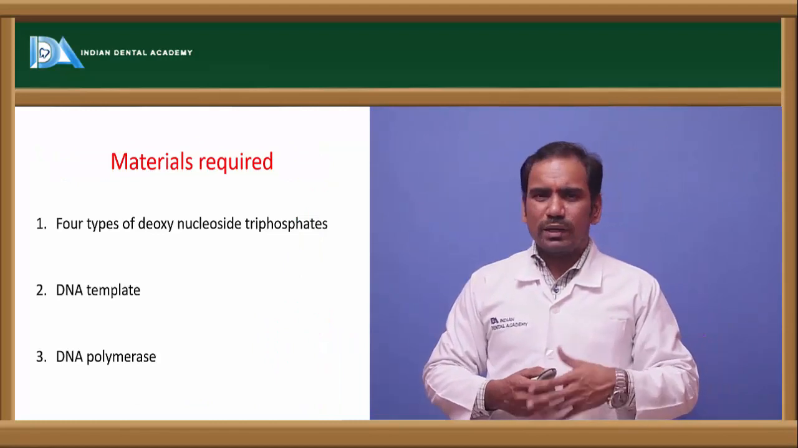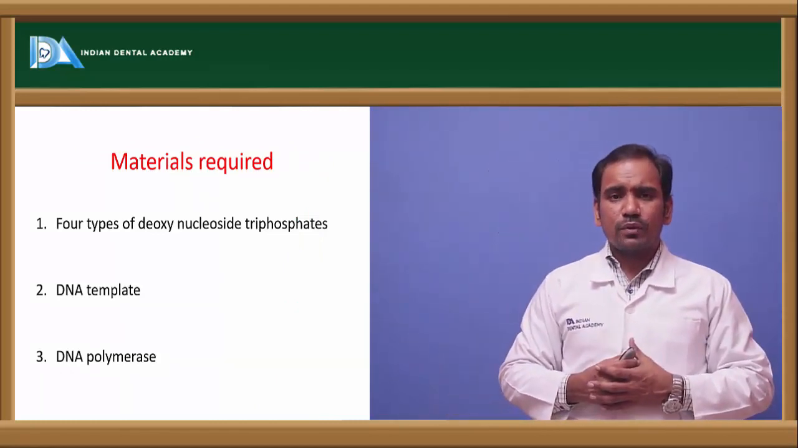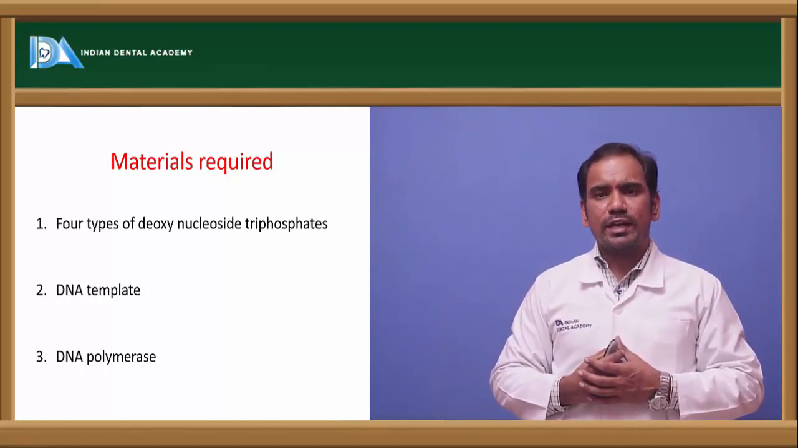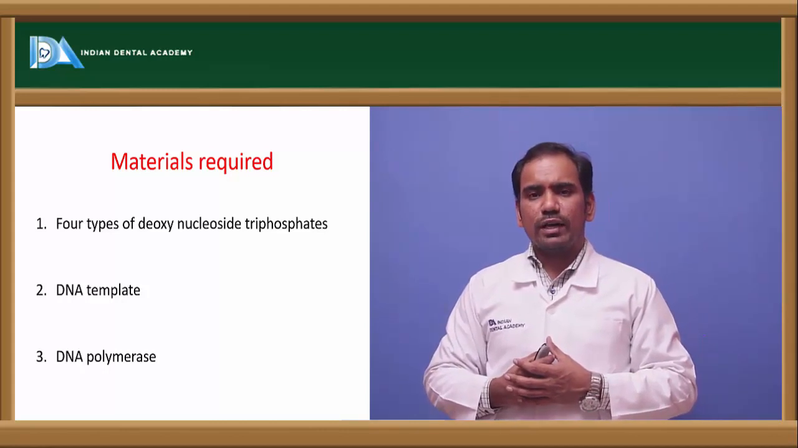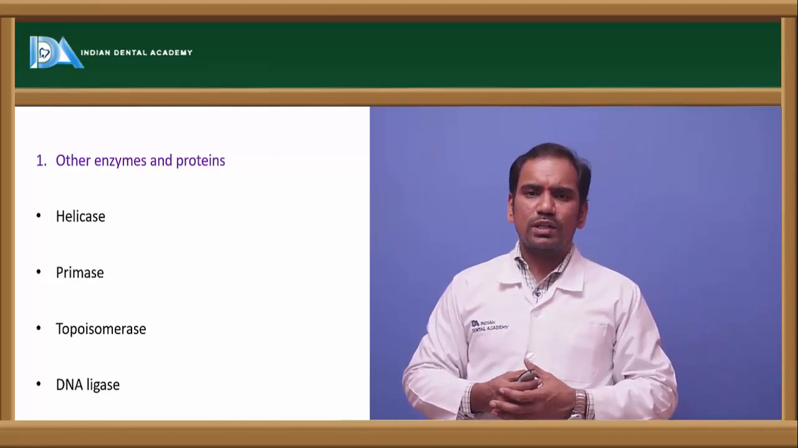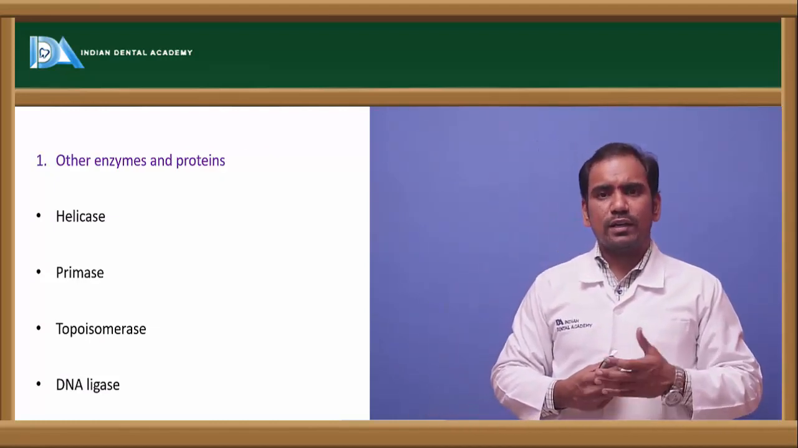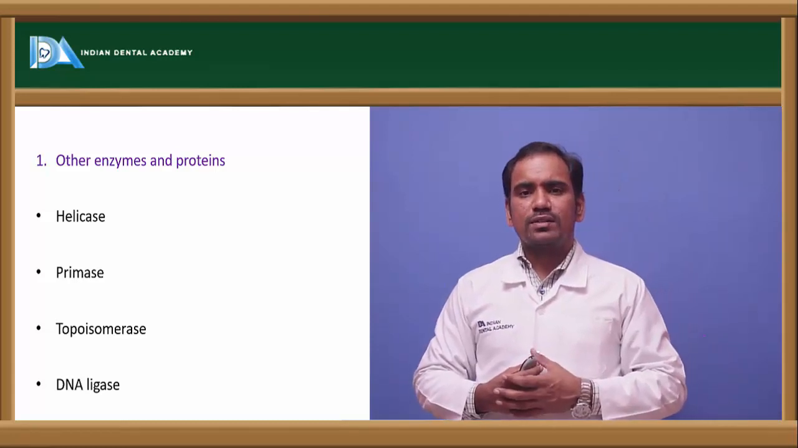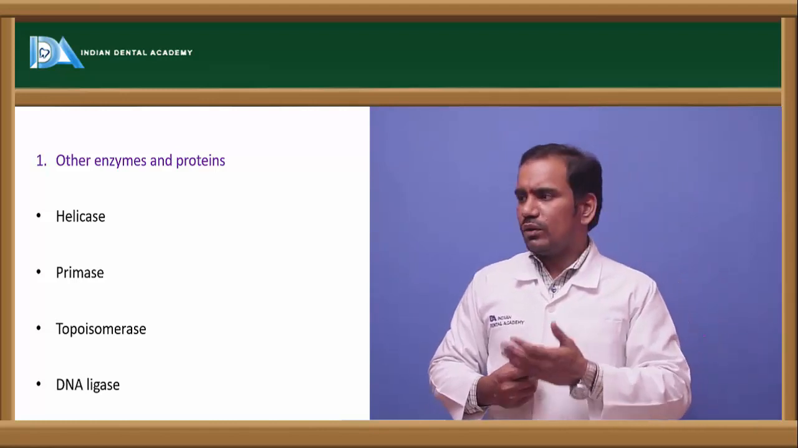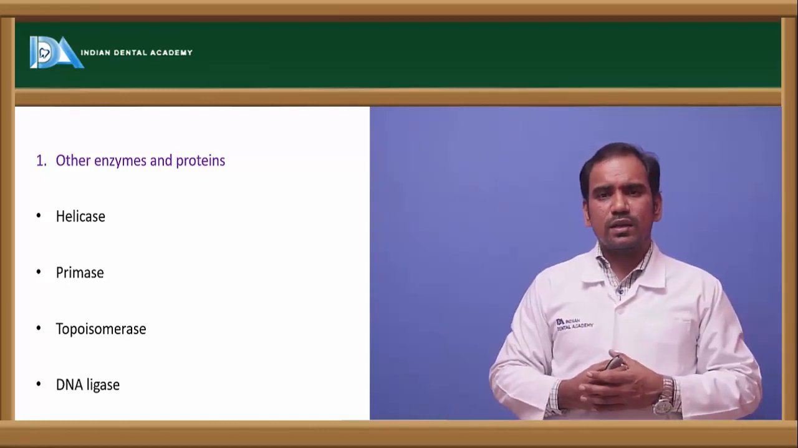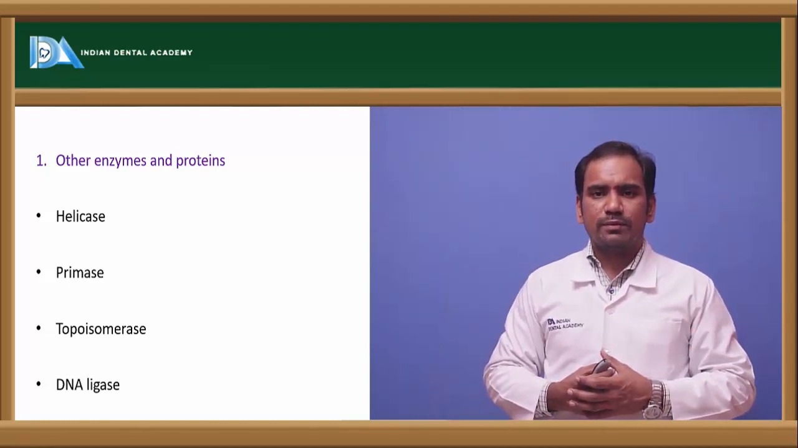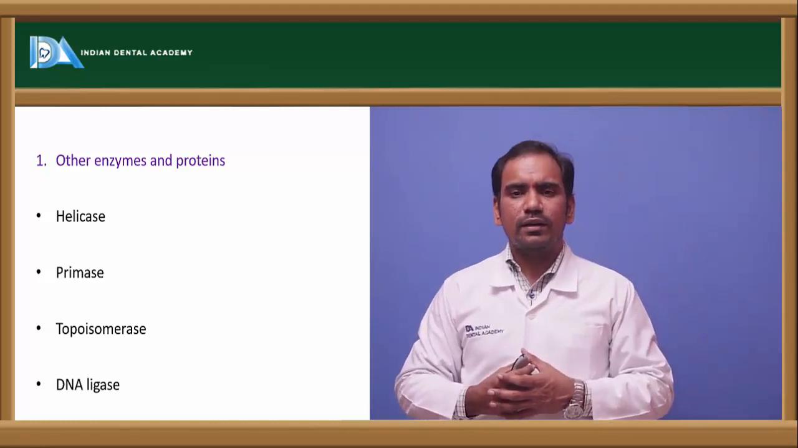And coming to what are the materials required for replication. We require a DNA template, deoxynucleoside triphosphates, and DNA polymerase. Apart from that, we require some other enzymes and proteins like helicase, primase, single strand binding proteins, DNA ligase, and topoisomerases. These other enzymes and proteins are required for the replication process. So all of them are the materials required for replication.